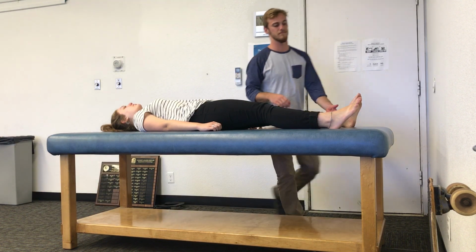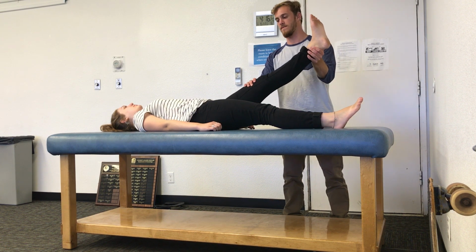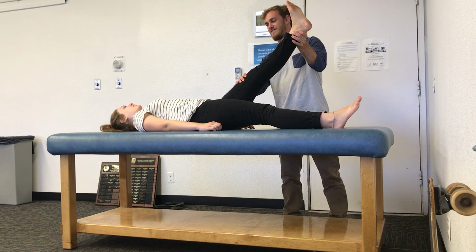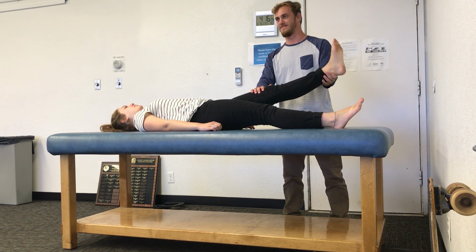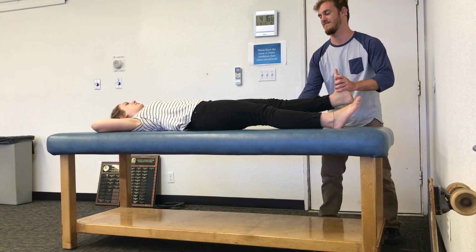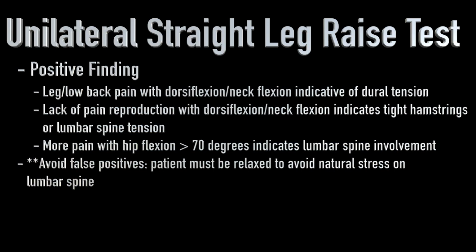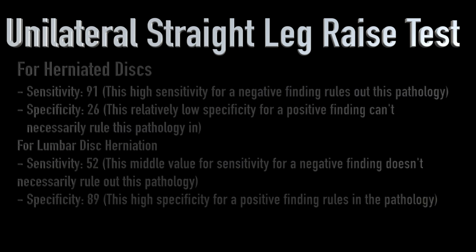You have the patient lying supine with both hips and knees extended. The examiner is standing distal, with the distal hand around the subject's heel and the proximal hand on the subject's distal thigh anteriorly to maintain knee extension. The examiner slowly raises the test leg until pain or tightness is noted. You want to make sure the patient is relaxed. The examiner then lowers the leg until pain or tightness resolves, then dorsiflexes the ankle and instructs the subject to flex the neck. Pain in the leg or low back occurring with dorsiflexion or neck flexion is indicative of dural involvement.